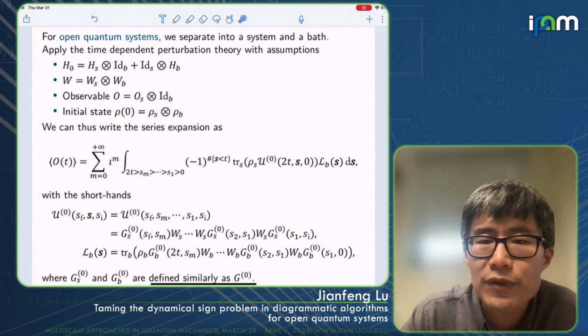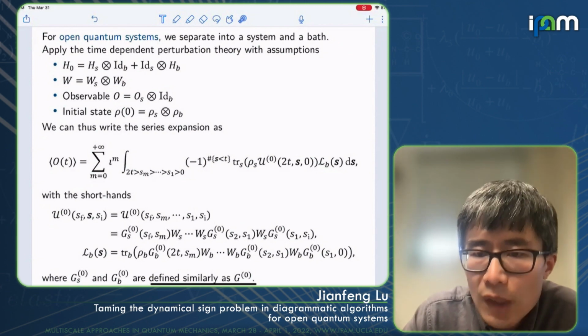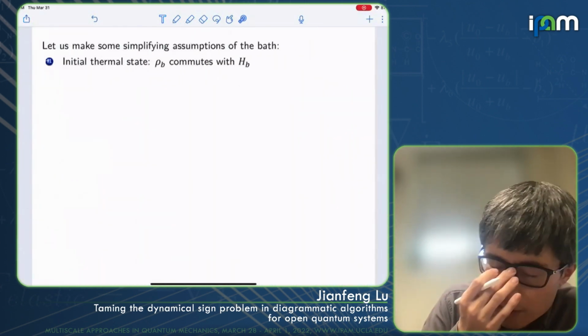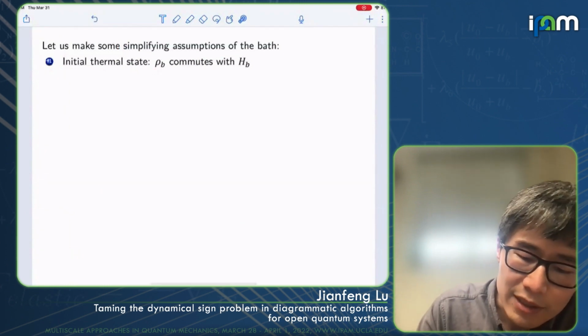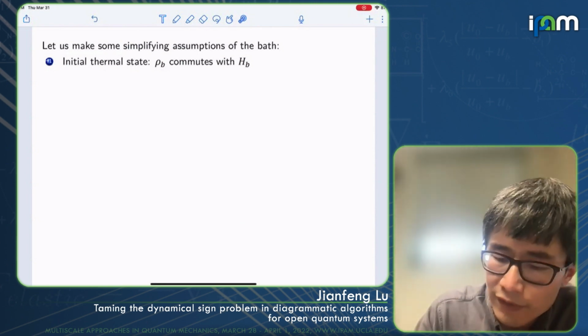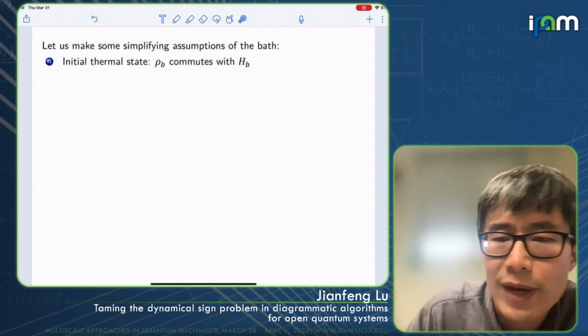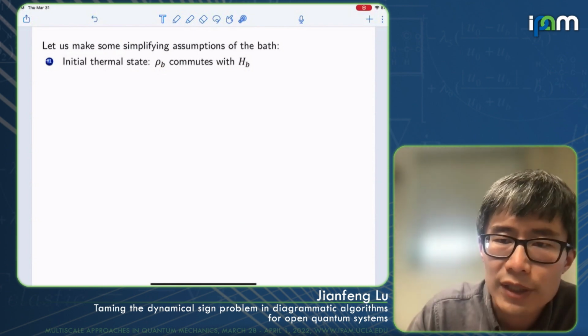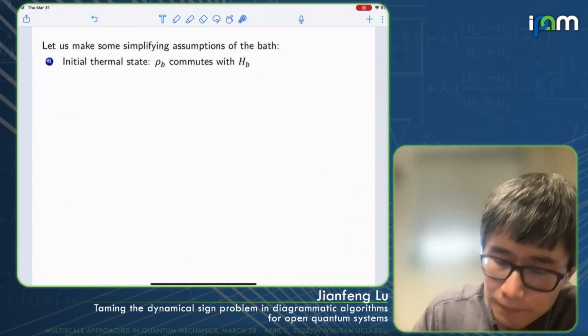But then let's make a few simplifying assumptions, which is quite common in open quantum systems. So now let's make the assumption that our path initial state actually commutes with the path Hamiltonian, which means that without interaction, the path state will never change. The path state just stays as it is in the beginning.